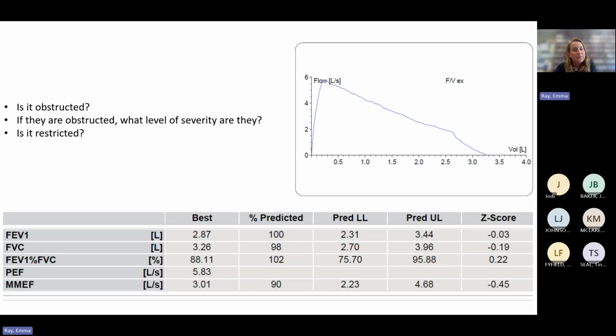So yeah, this one. We're looking for obstruction to begin with. So we've got a Z-score of 0.22 there, haven't we? So is that obstructed? Is that lower than minus 1.645? No, it's not, is it?